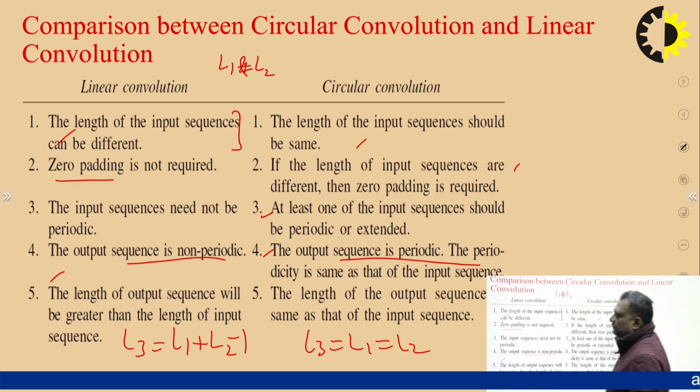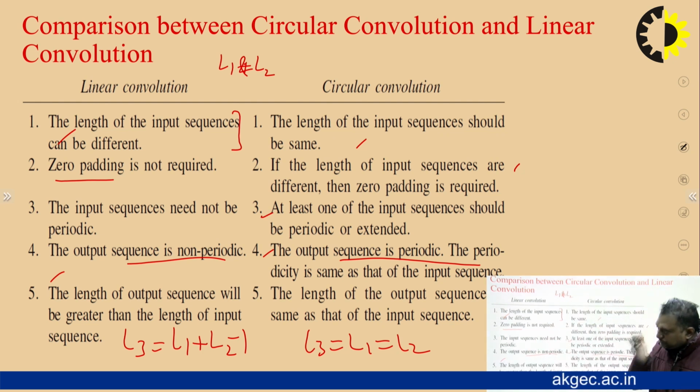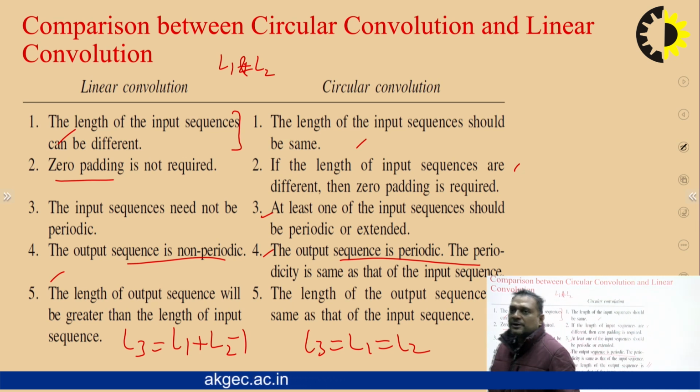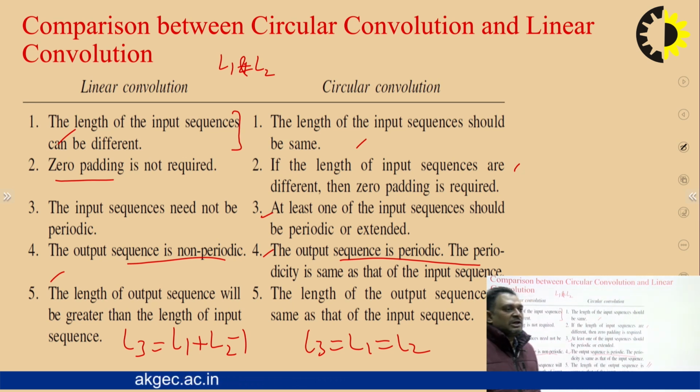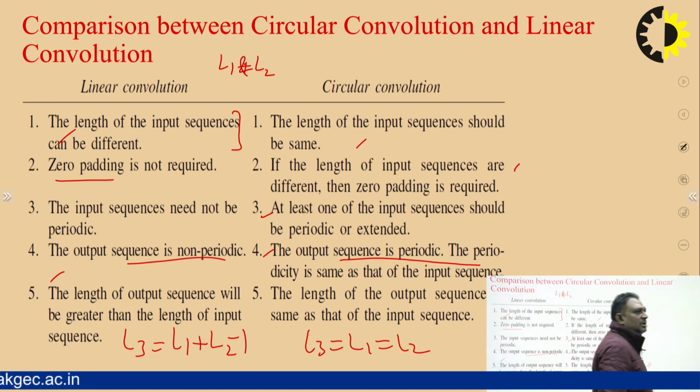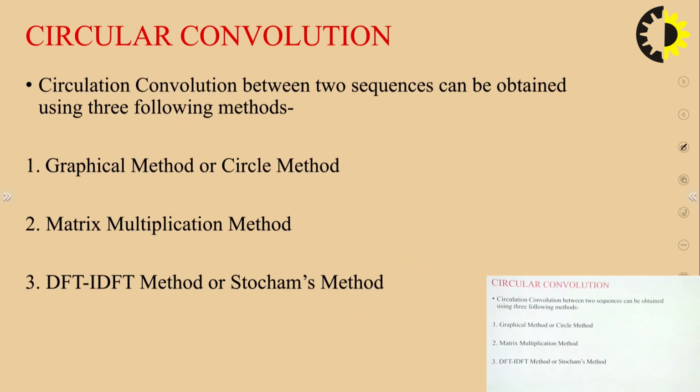In case of DFT, when we study the DFT, the property is circular convolution. So generally, whenever we have to solve linear convolution, we will solve it with the help of circular convolution, because we are studying this particular topic under DFT. Okay.